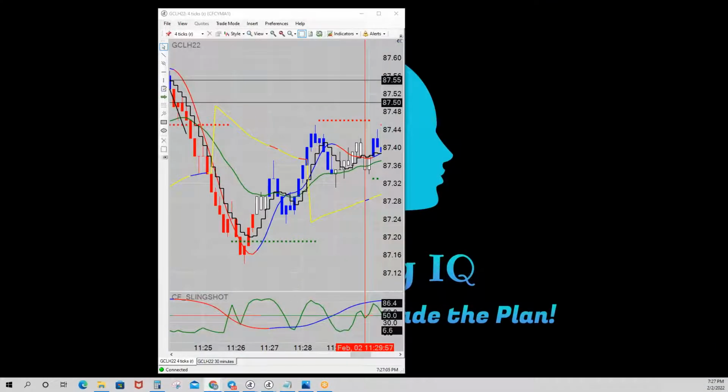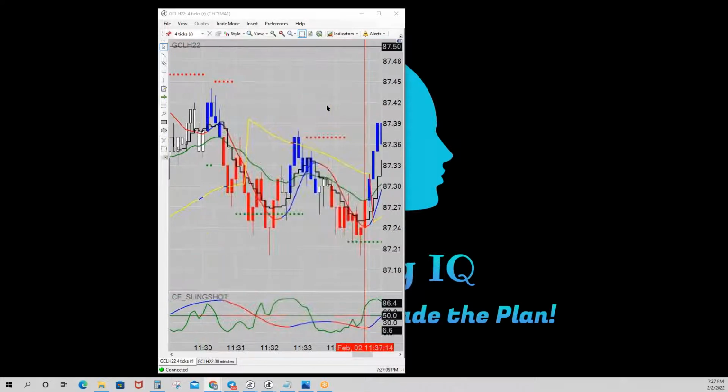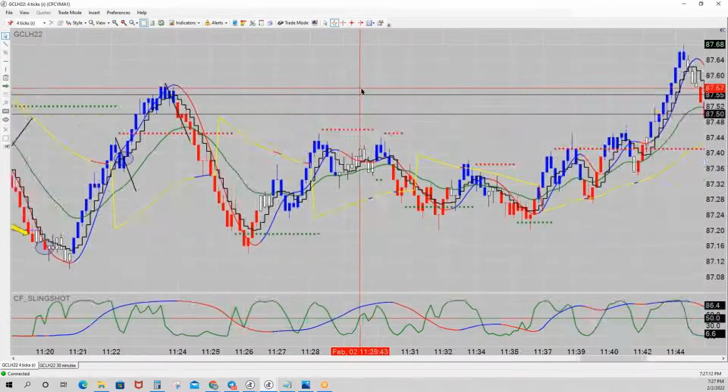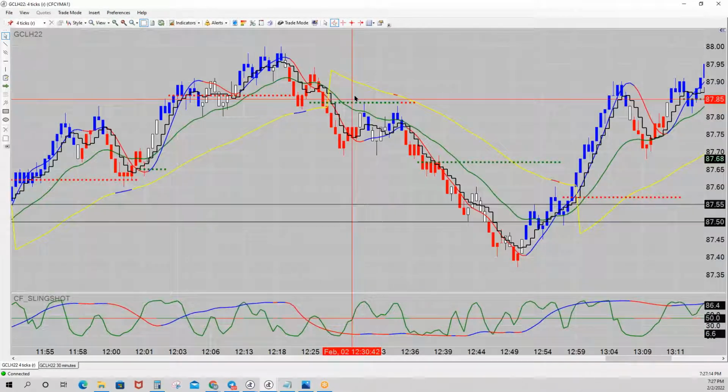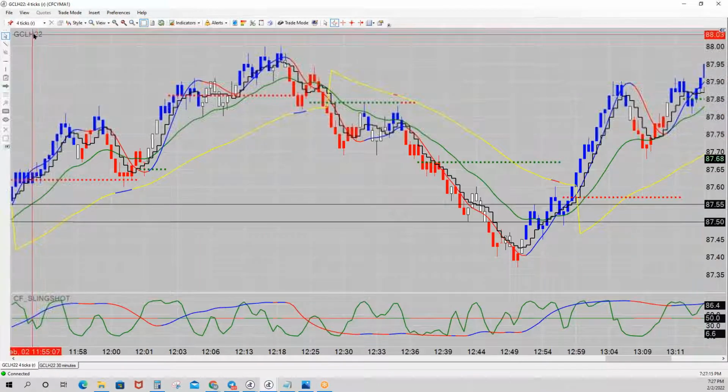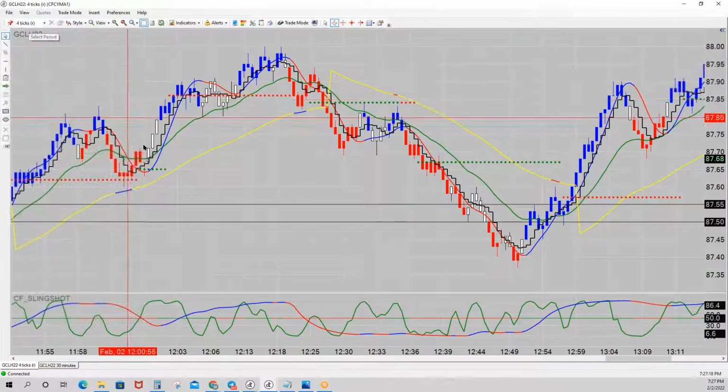In the last hour, we did a great job. There was a lot of opportunity, as you can see. Now, this trade that we did here, first, let's look at the indicators and the time frame. You see this here? This is a 4-tick range chart.